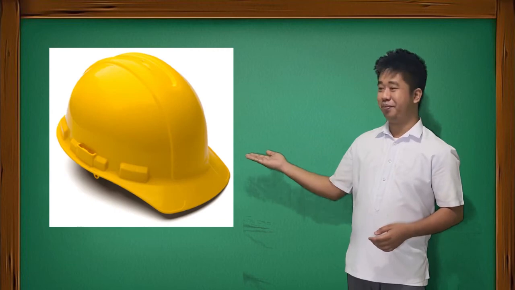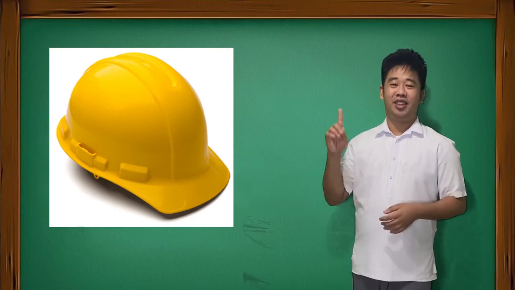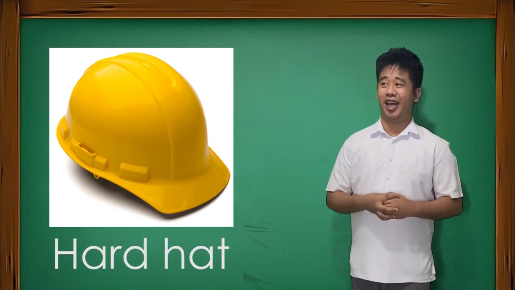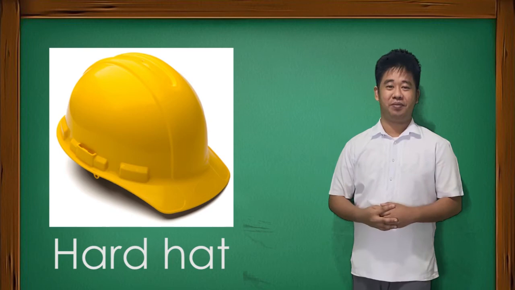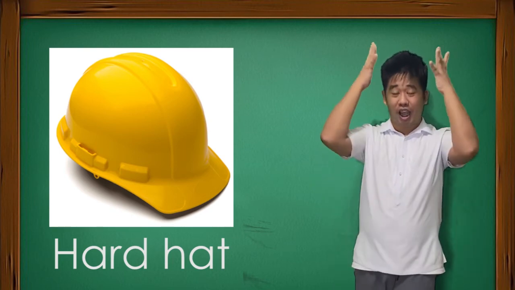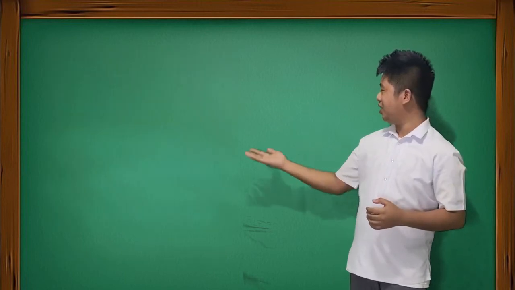What do you call this one? Yes, Dexter? Very good. This one is a hard hat. What is the usage of a hard hat? Yes, Maria. Great. When we say hard hat, it is used to protect our head from falling objects. What about the next one?